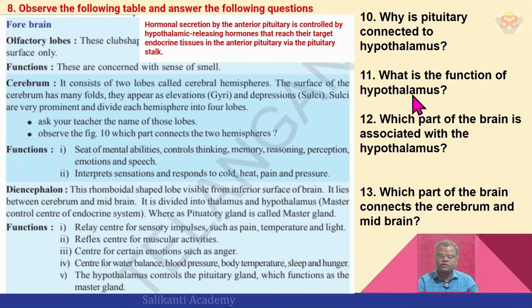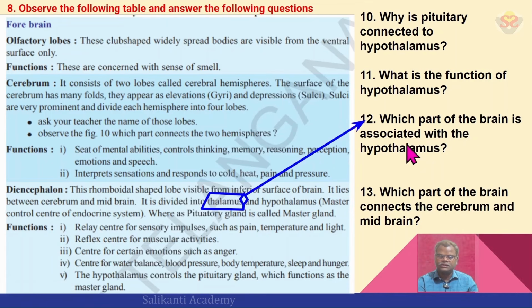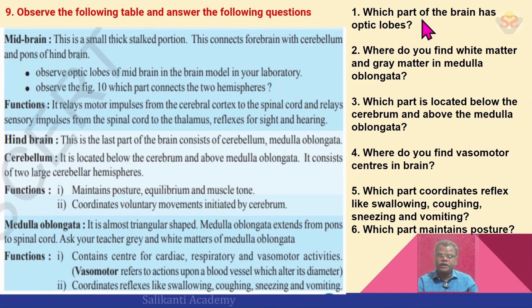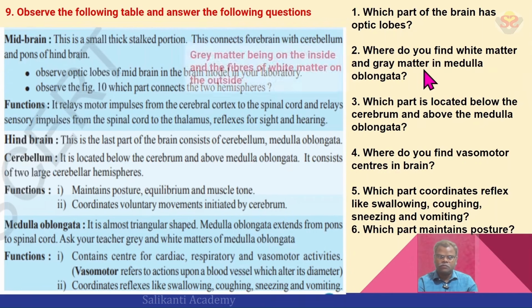What is the function of hypothalamus? Master control center of endocrine system. Which part of the brain is associated with the hypothalamus? Thalamus is associated with the hypothalamus. Which part of the brain connects the cerebrum and midbrain? Diencephalon. Which part of the brain has optic lobes? Midbrain.